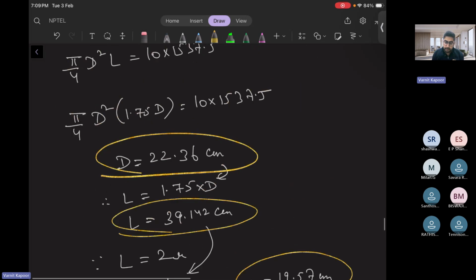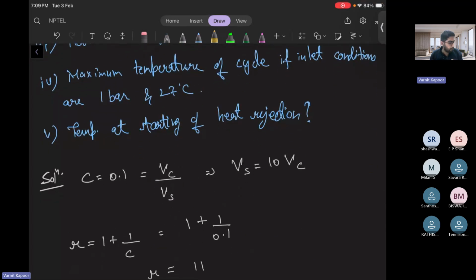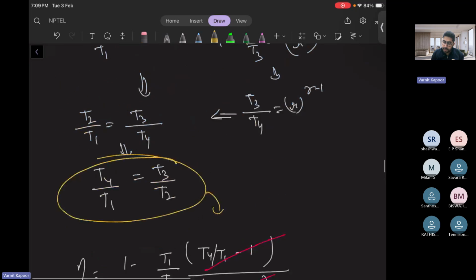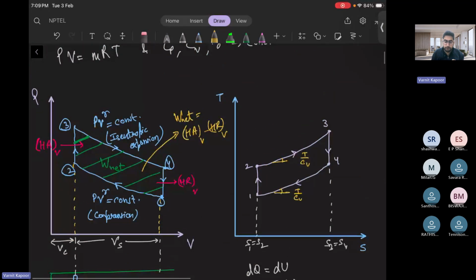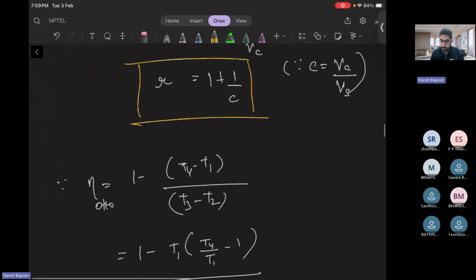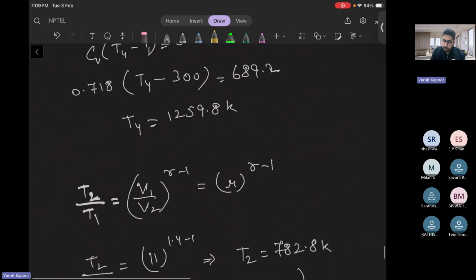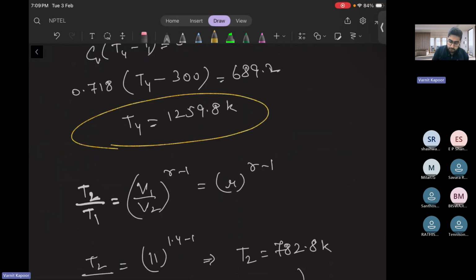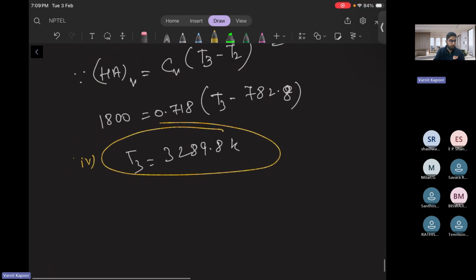What was the last part? The last part was temperature at starting of the heat rejection. We have already calculated that. Temperature at starting of the heat rejection is nothing but T4. Heat rejection happens from which place to which place? If you see in the cycle, from 4 to 1. We have already got T4 as well. So what was T4? We have already calculated this. So this was your fifth point as well, and this was your fourth point.